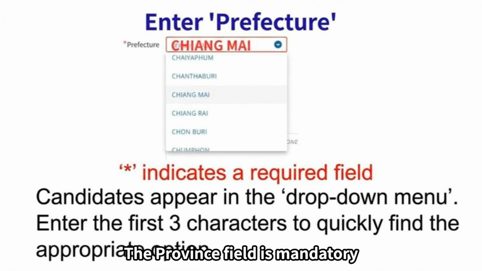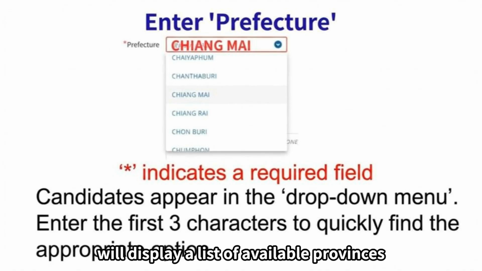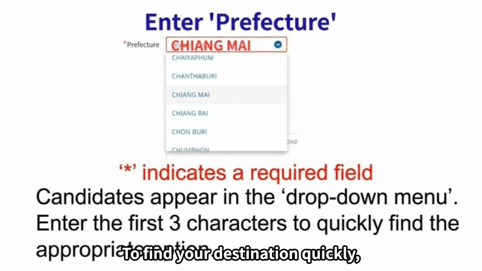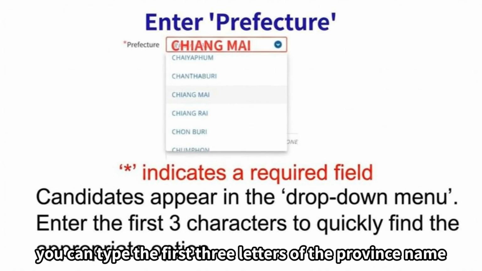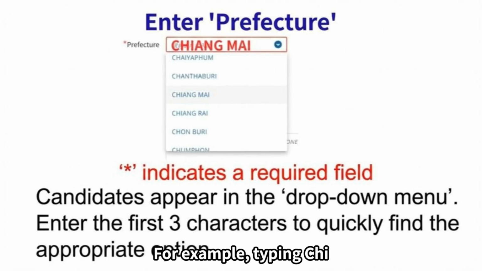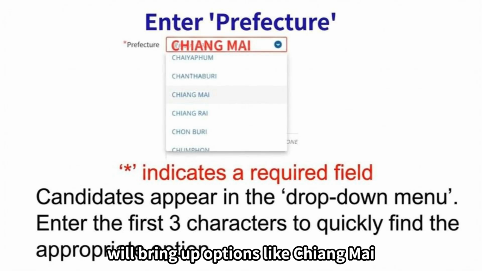The province field is mandatory. Clicking the drop-down menu will display a list of available provinces. To find your destination quickly, you can type the first 3 letters of the province name. For example, typing Chi will bring up options like Chiang Mai.